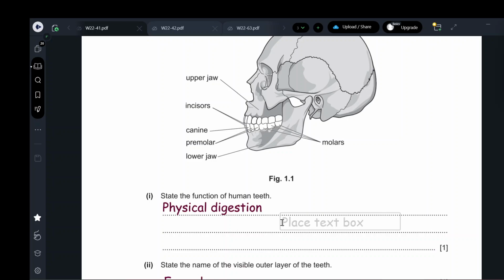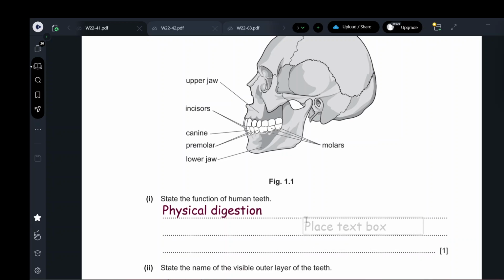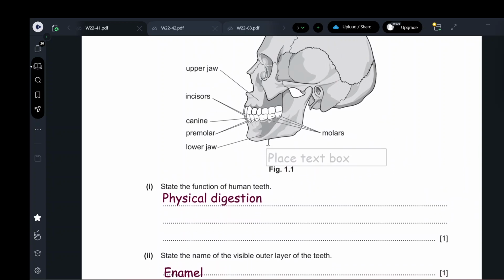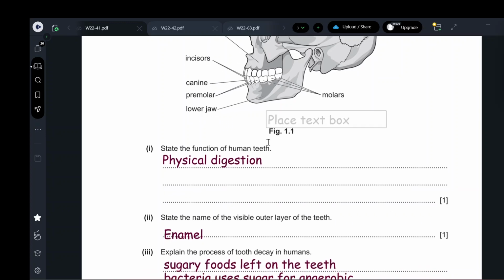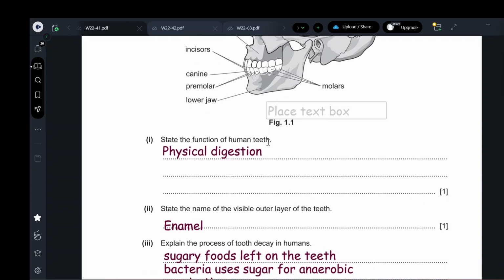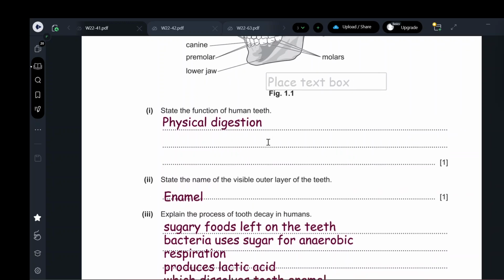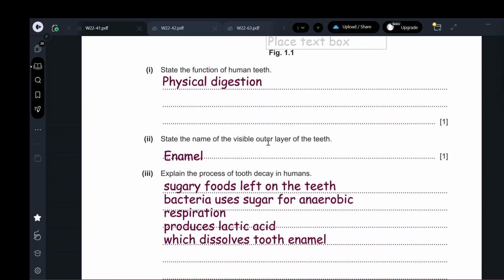Okay. State the name of the visible outer layer. It is the enamel, the outer layer of the teeth. The white layer that you can see in the mirror is the enamel. Explain the process of tooth decay. Sugary food gets trapped on the surface of the teeth. Bacteria use the sugar for anaerobic respiration, which produces lactic acid, and then the acid dissolves the tooth enamel.